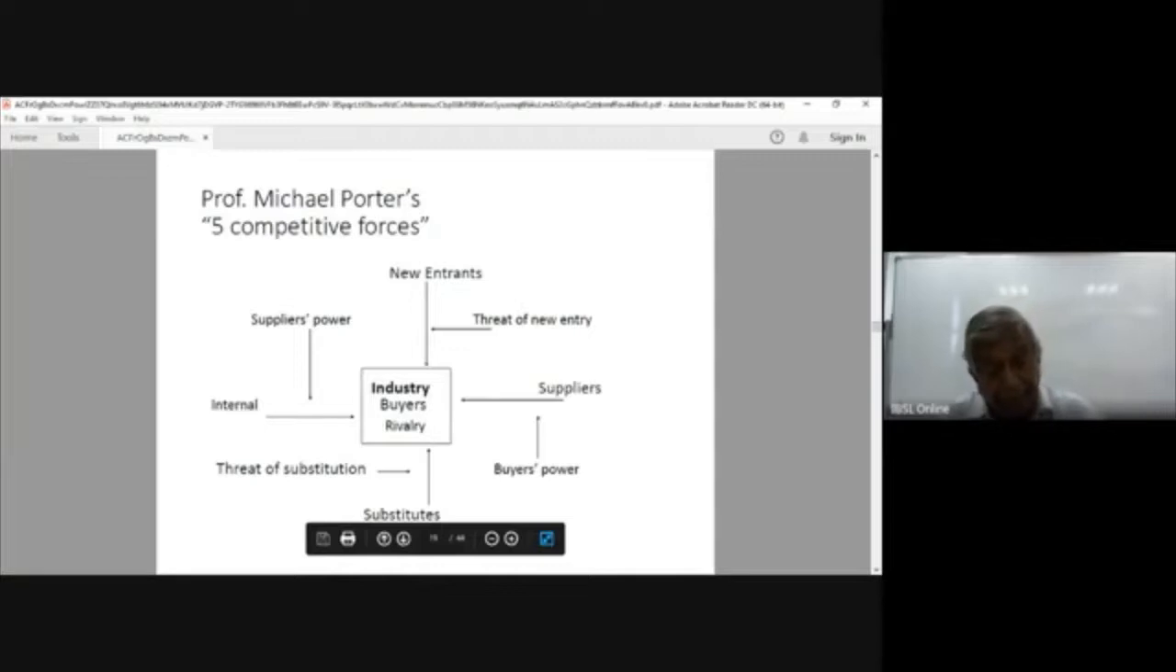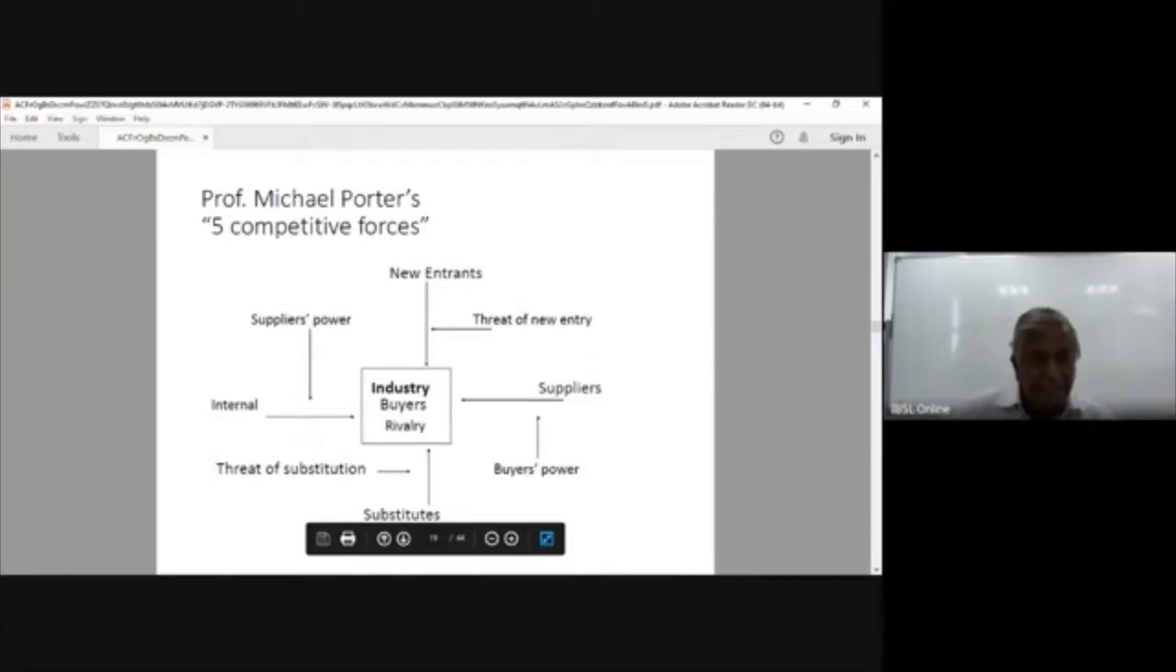If the suppliers are few in number, they will demand. So the internal rivalry people will try to buy from those few suppliers. Then it will increase the competition. If the suppliers are more in number, they can buy from any supplier. The competition will be less. If the number of suppliers is less, then competition will be more. So that is suppliers' power.